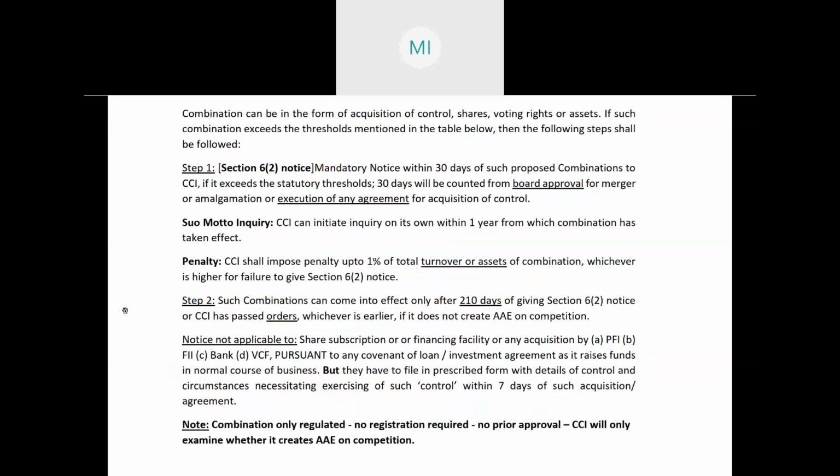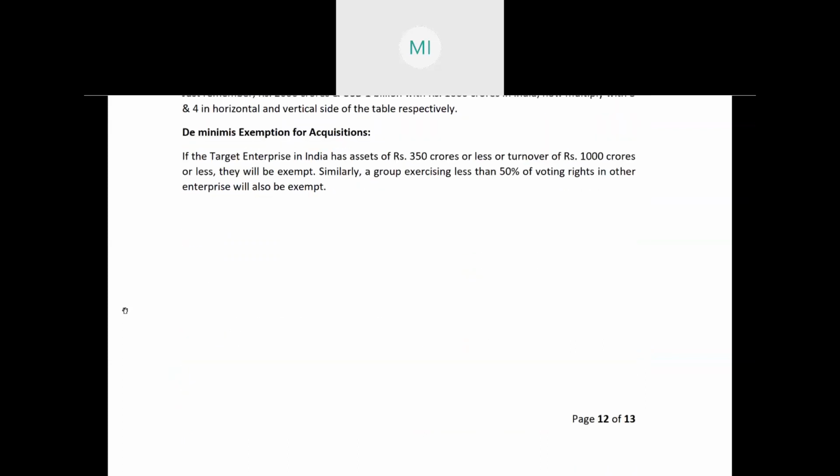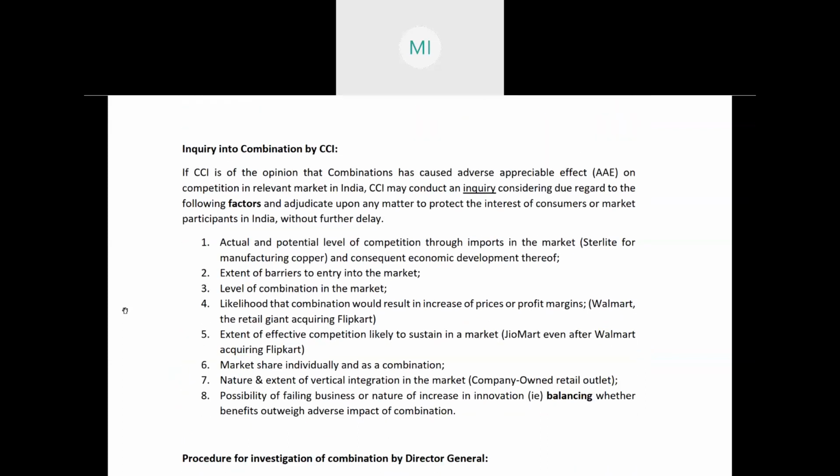So now similarly, like how we have seen earlier, inquiry into combination to check whether there is an adverse appreciable effect on competition or not. For that, the following factors may be considered. Like what is the level of competition through imports in the market? Because Sterlite is closed, there's so much copper import which is happening. Then like extent of barriers to entry into the market, level of combinations, or likelihood to increase in prices, whether Flipkart has increased the prices after being acquired by Walmart.